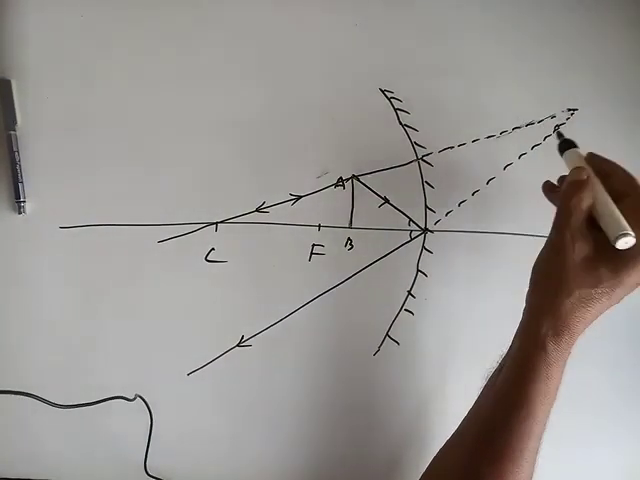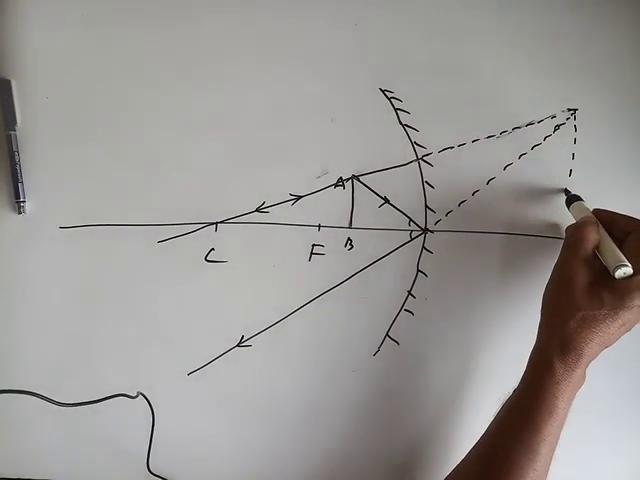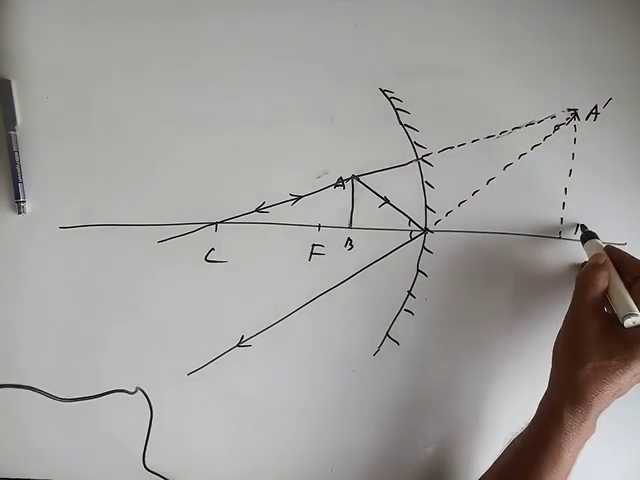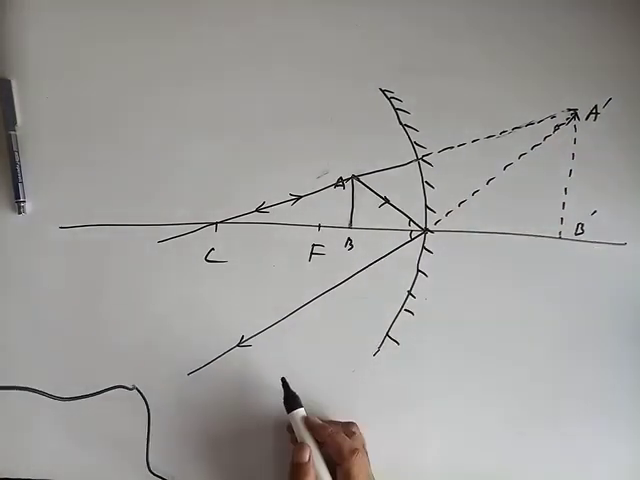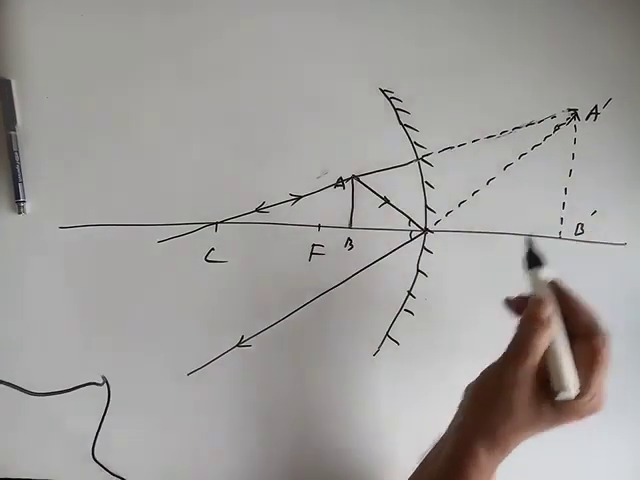Look, they meet here, and the virtual image will be formed like this. This is the virtual A dash and B dash. This is the virtual image. Virtual images are shown with dotted lines. So A dash B dash is the virtual image.